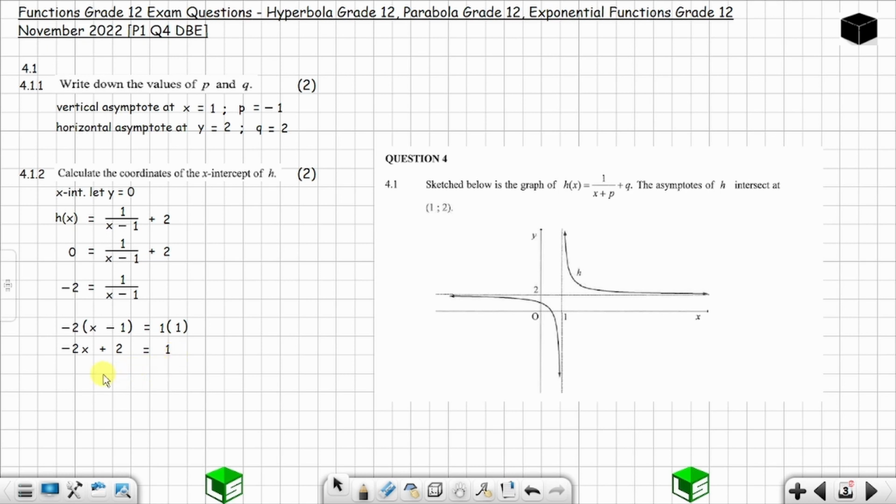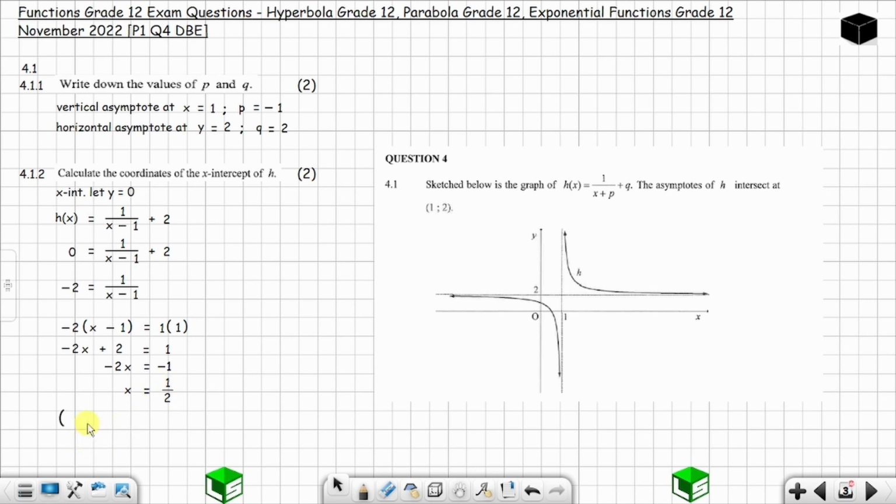You have negative 2x is equal to 1 minus 2, after taking the positive 2 to the right, which is minus 1. Now you divide by negative 2 on both sides so that you can get the value of x. When you divide negative 1 by negative 2, the negatives cancel, and you have x is equal to 1 over 2. So this is the x coordinate of the x-intercept, and this is how you are going to write it.